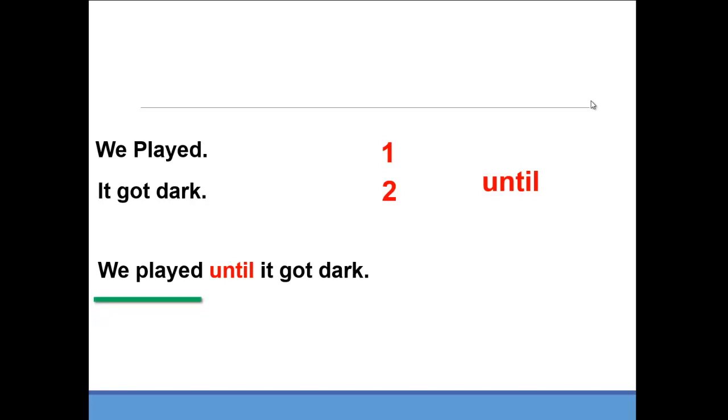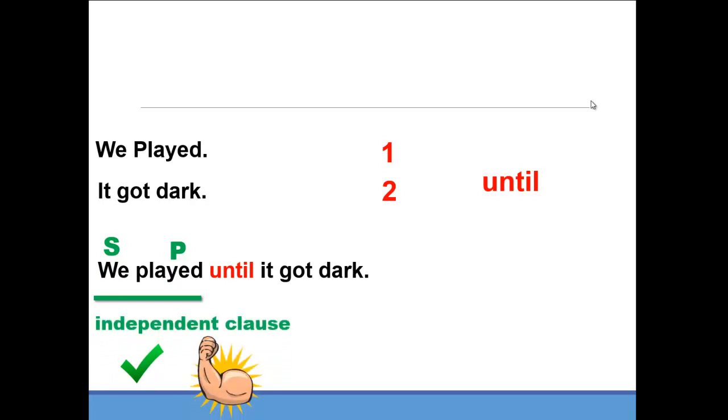Excellent. Let's check this part. We played. We is the subject. Played is the predicate. Yes, I can use this part of the sentence alone. So it is called the independent clause. It doesn't depend on the other part. It doesn't need the other part.